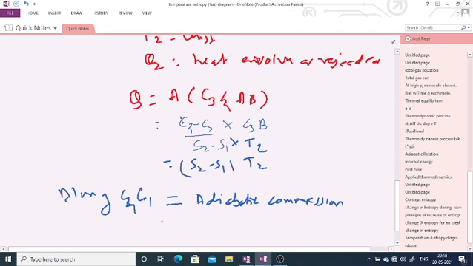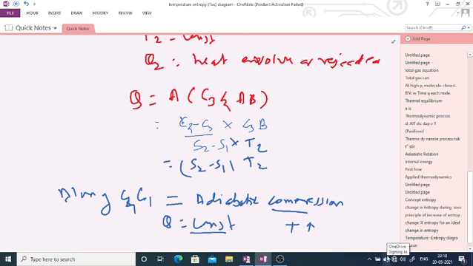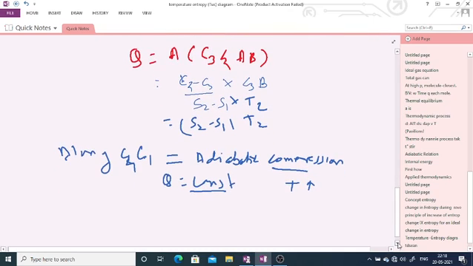There is no exchange of heat, so Q is constant. So there is no amount of heat absorbed or rejected by the system. So compression is there, so the temperature of the system will be increasing, from T2 to T1.